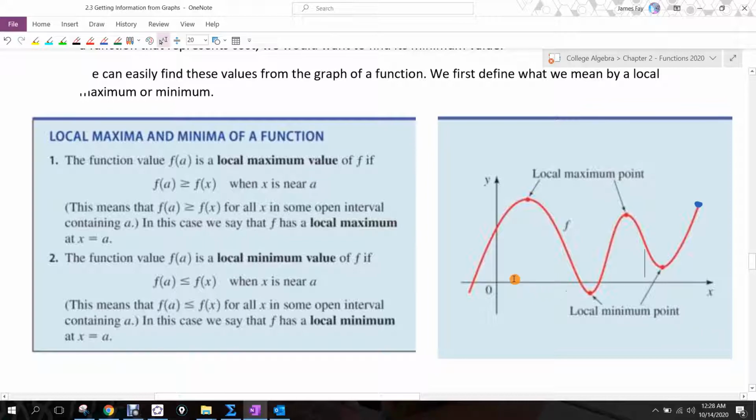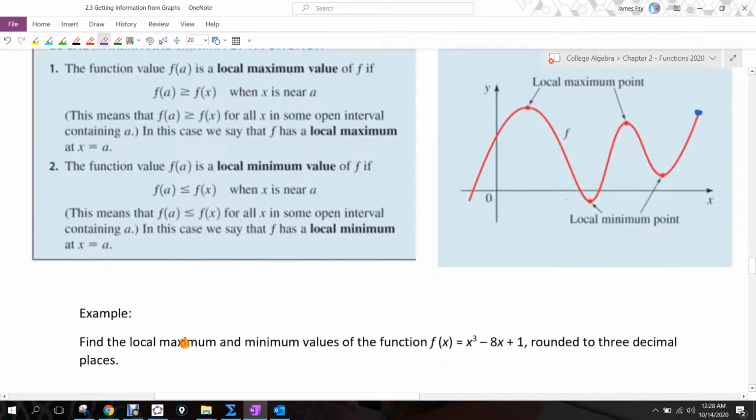You're going to see the word extremum, extreme, and I believe that is the plural version of local maximums and minimums. Okay, so I'd be saying all of them. And extremum is the singular version. So this would be an extremum all by itself.